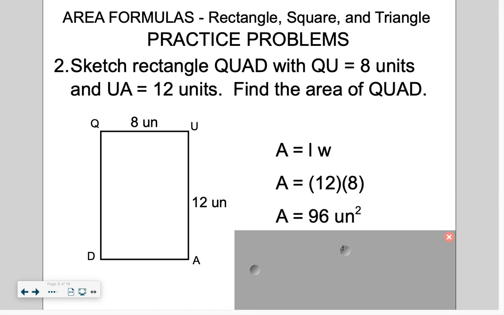In doing such, we get 96. And again, we don't know what the unit was, so the dimensions are in terms of units, the area is in terms of square units. And that's problem number 2. Let's try a third one.